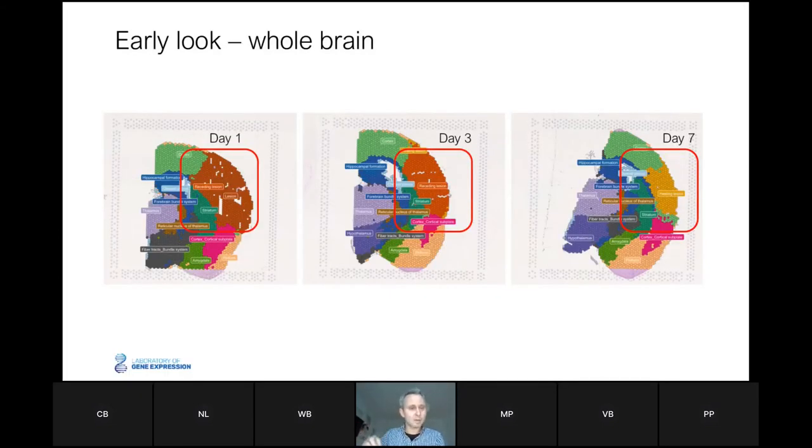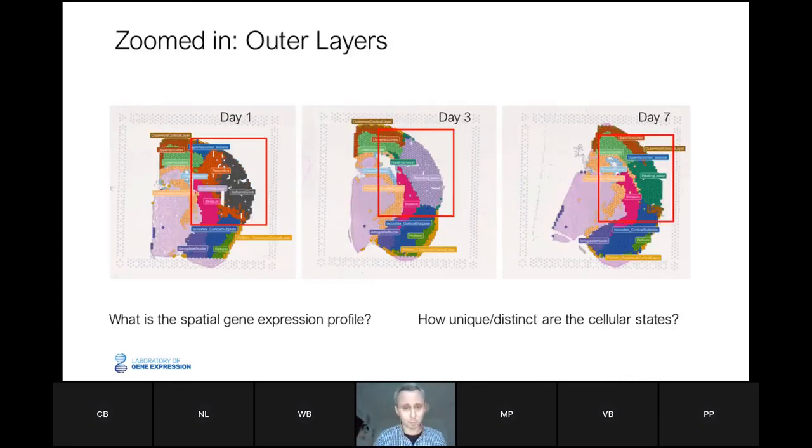We can also put these spots on their original positions. So here you can see the clusterings visualized on the slices of the brain. You can see the different brain regions, but you can also see the different stages of the development of the lesion: the lesion, receding lesion, and the healing lesion in day 7.